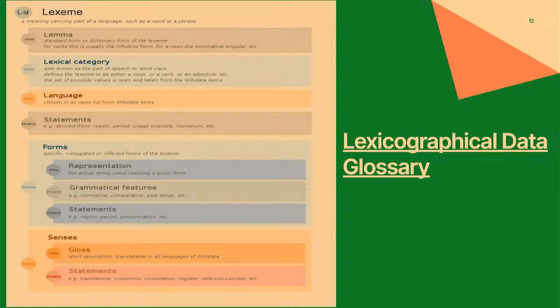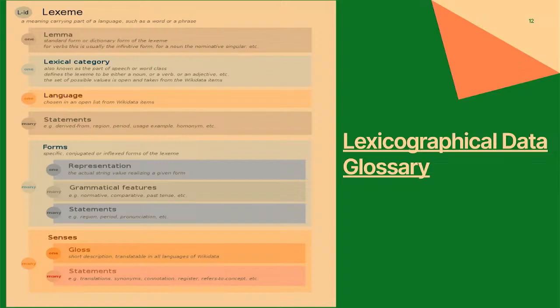Now, we have what we call statements. The same thing that you see on Wikidata, they have a section that says add statement. So you start adding the statement. In lexemes too, they have statements, e.g., derived from, region, period, usage, example, and homonym, etc.